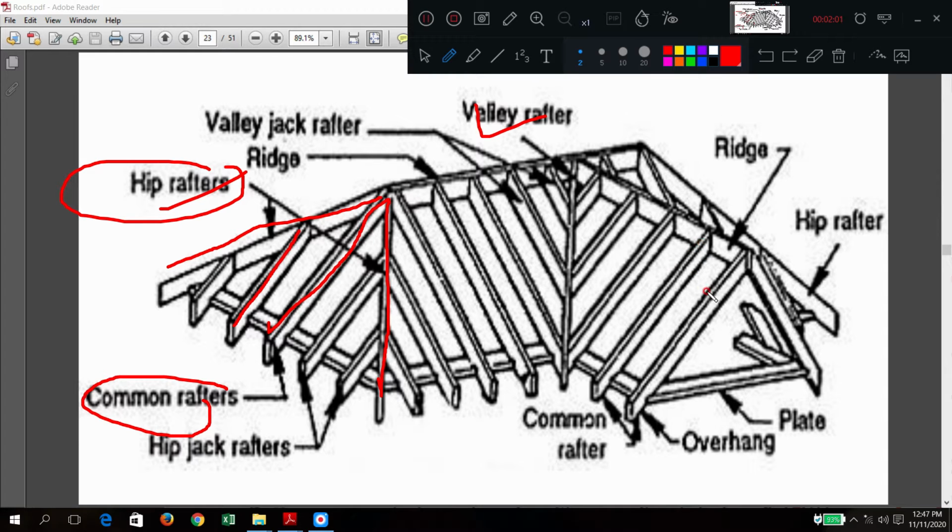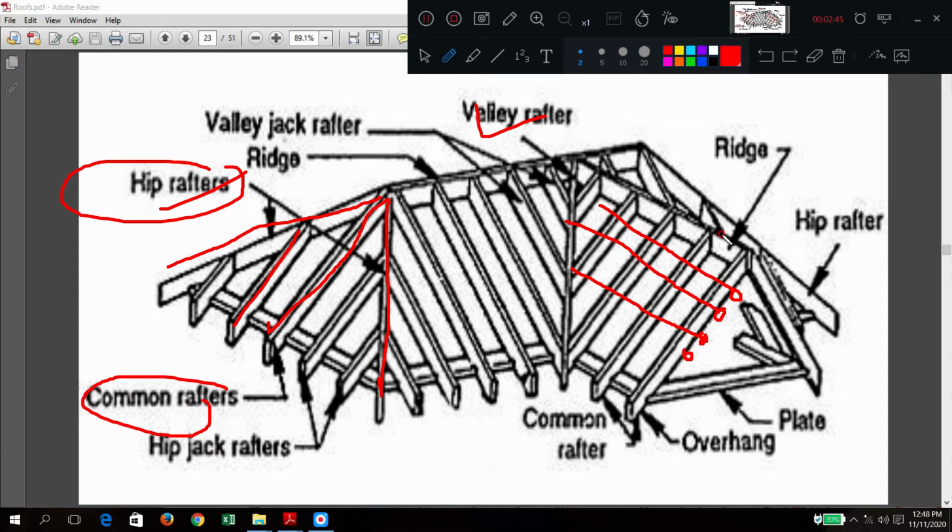Now, if purlins are there, they will be beneath, running like this. What I have told: common rafters will be resting on purlins. Try to imagine, the purlins will be running just beneath the common rafters. That means the common rafter is resting on purlins, and purlins will support the common rafter.